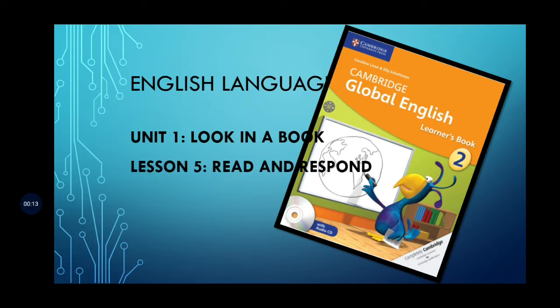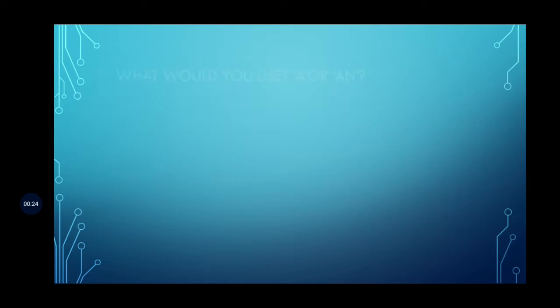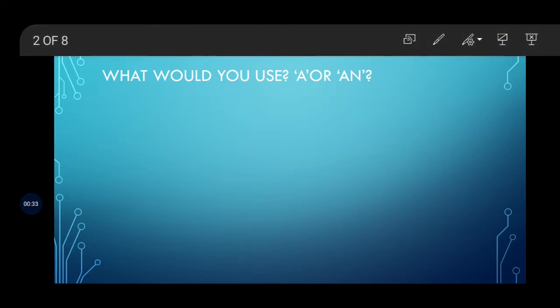We will do Lesson 5, Read and Respond. We will talk about the articles a and an, and we will also talk about adjectives. Now for the pictures that will be shown, what would you use? A or an?